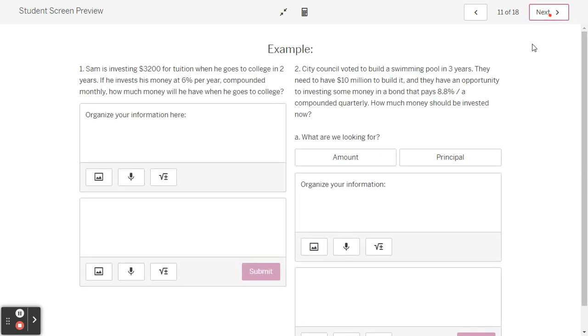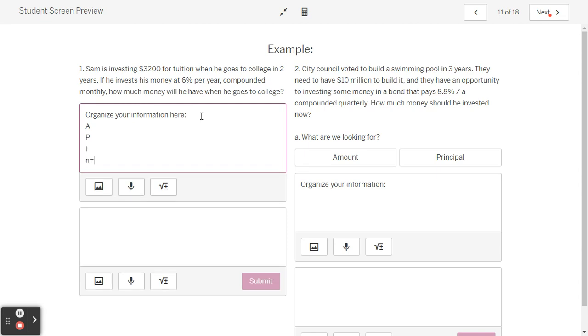Let's do a few examples here. Sam is investing $3,200 for tuition when he goes to college in 2 years. If he invests his money at 6% per year compounded monthly, how much money will he have when he goes to college? Let's type out the information that I have.